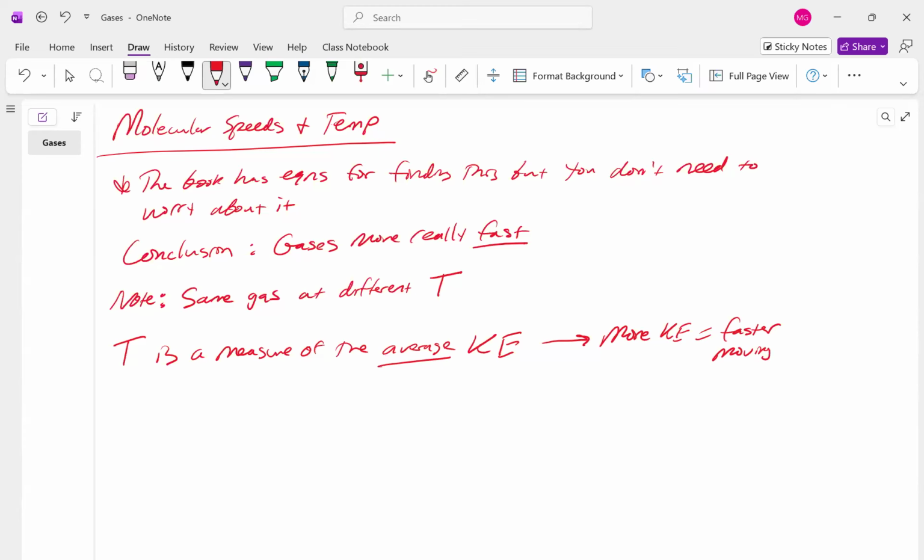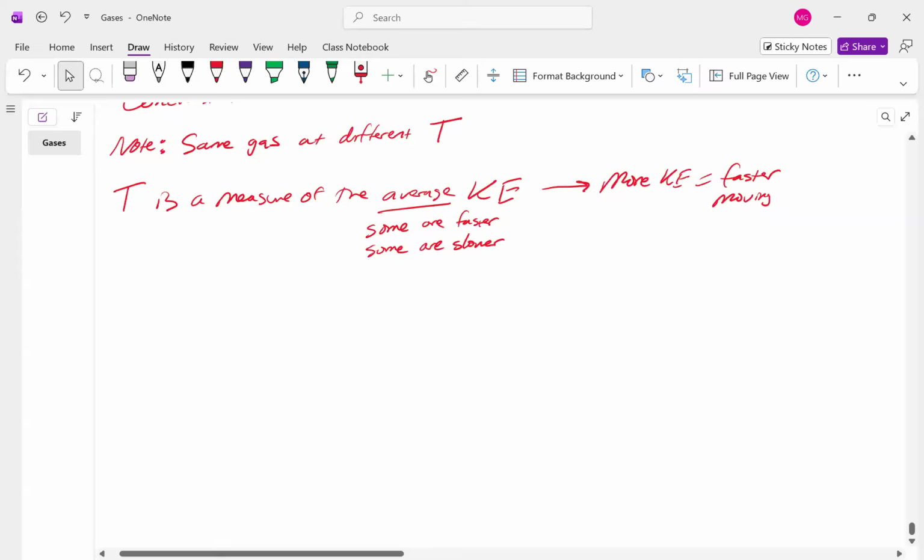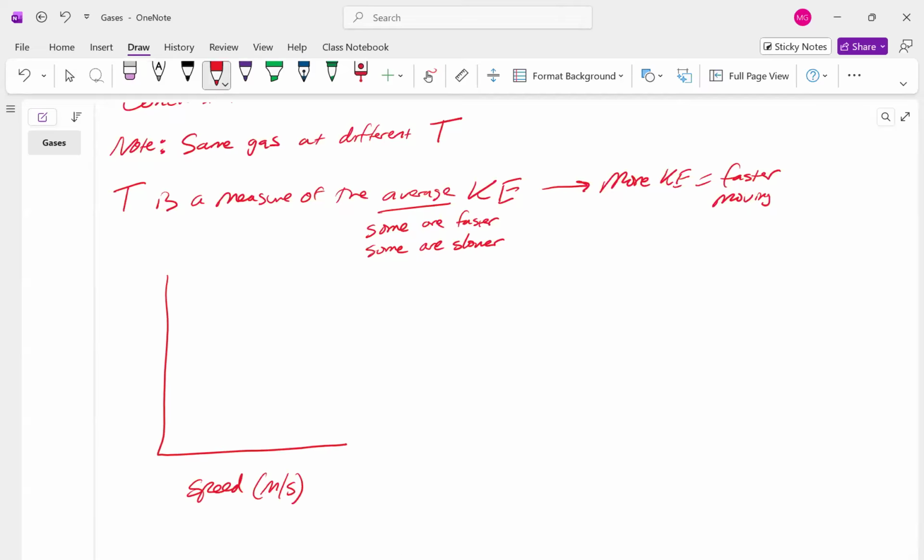Now, the reason we say average kinetic energy is that if I have a gas at a certain temperature, not every single molecule has the same exact amount of kinetic energy. Some are faster and some are slower. And the way we represent this is let's look at a graph. On this graph, we have the speed of the gas, in meters per second, and then we'll put a count. So this is the number of molecules that have that particular speed.